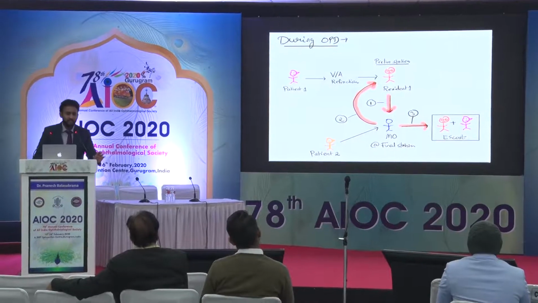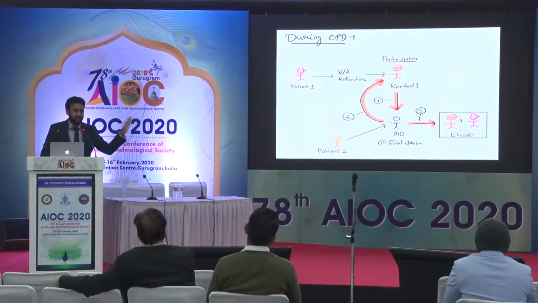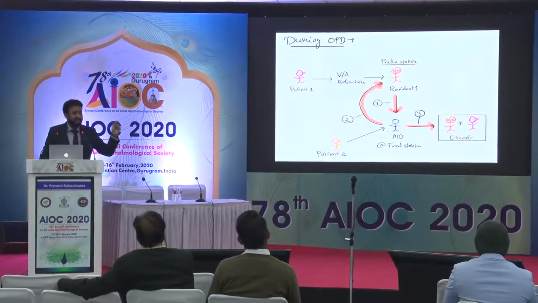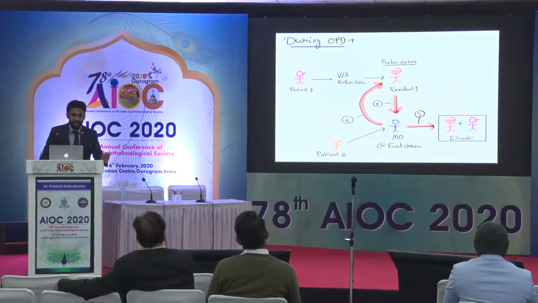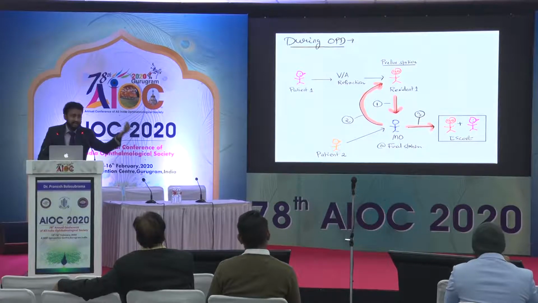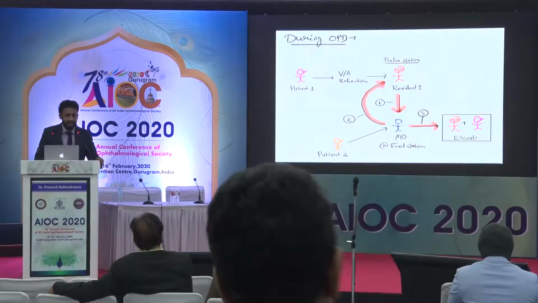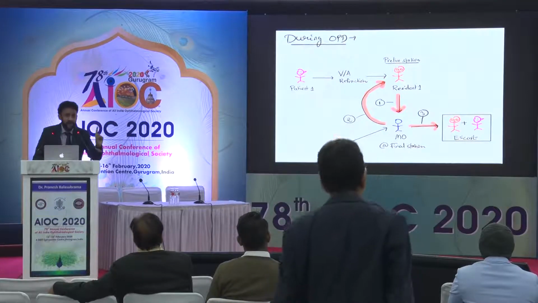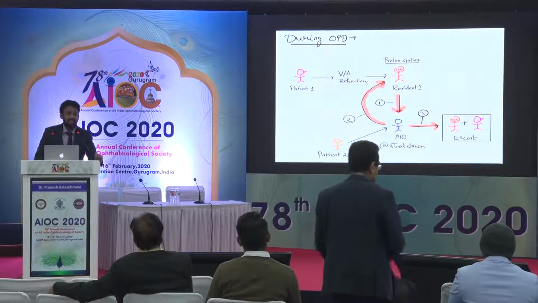This is the basic patient flow. When patient 1 goes to the visual assessment and refraction, he meets the resident number 1 at the prelim station. The resident is going to take the patient, he's going to examine the patient, ask meticulous history, and he's going to bring the patient to me, that is the MO at the final station. So there's a first scope for teaching. I will see the patient and I will correct his findings.